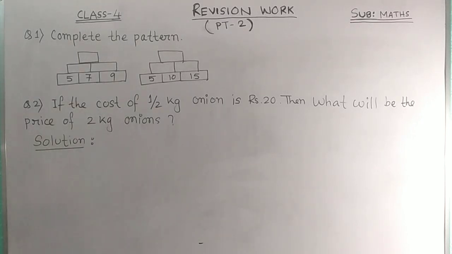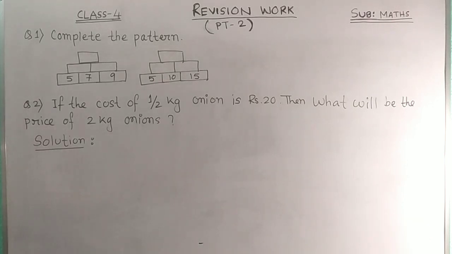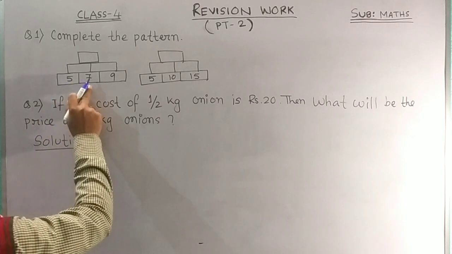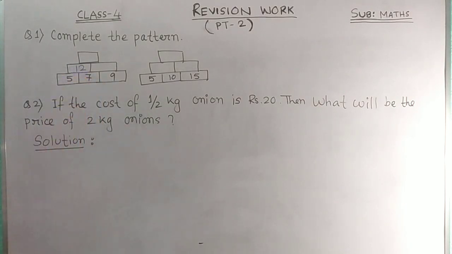Students, I write two questions on the board. First is complete the pattern. You can see these types of question is very easy. At first, for solving these types of answer, we have to see in the first two digits. How? 5 and 7. So 7 and 5 you can know it is 12.